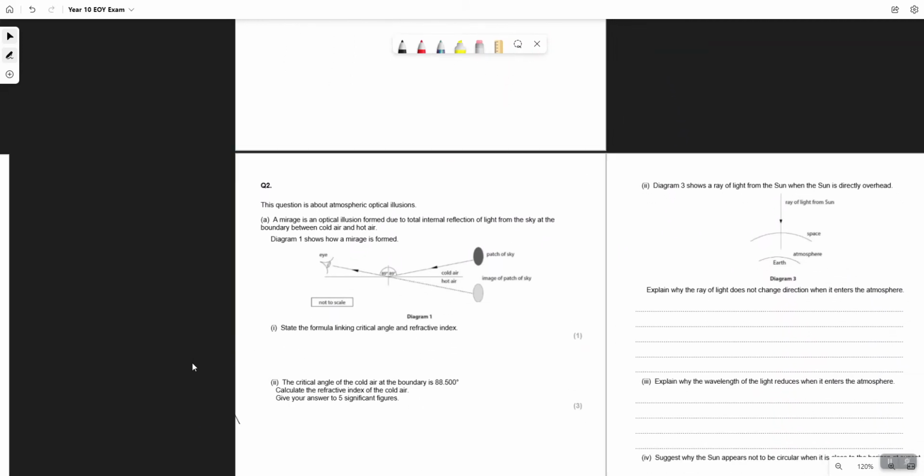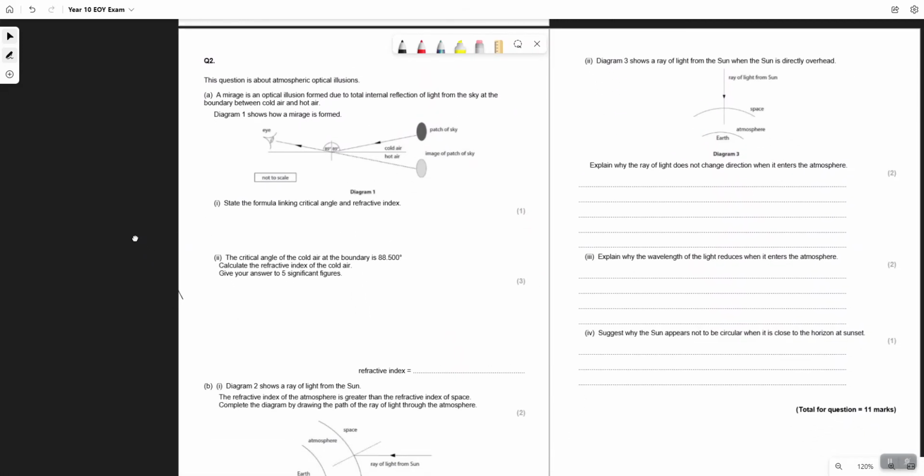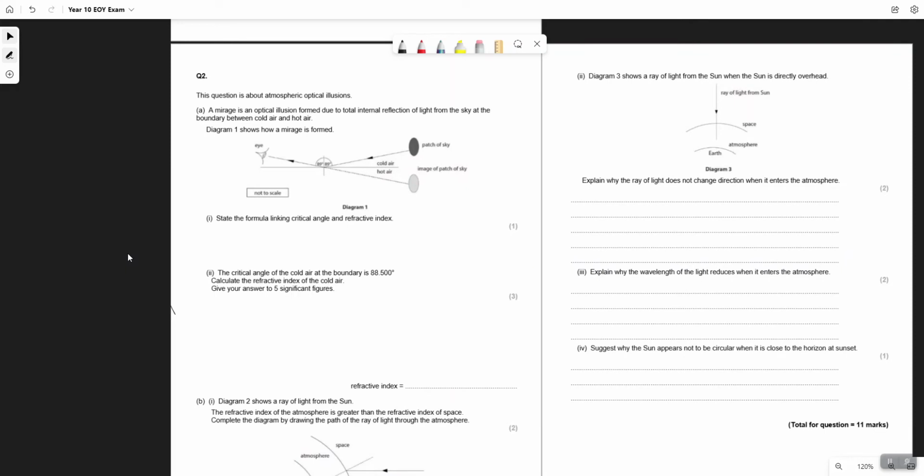Right, question 2. Question about atmospheric optical illusions. So we've got a mirage. We've got a diagram of how a mirage is formed due to total internal reflection between cold and hot air, and state the formula linking critical angle and refractive index. So sine C is equal to 1 over n, where n is the refractive index. That's fine in either order.